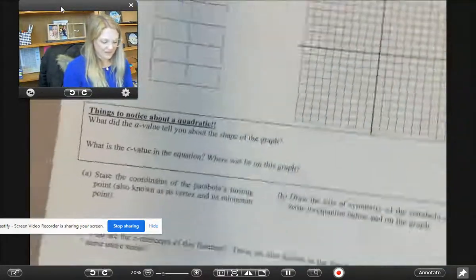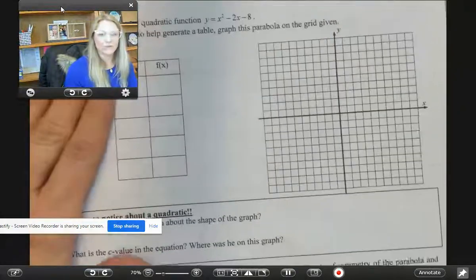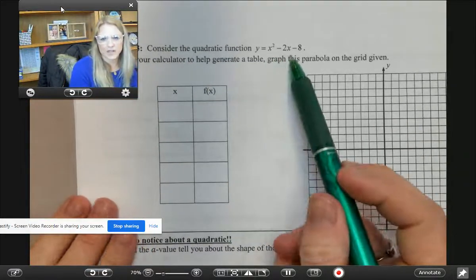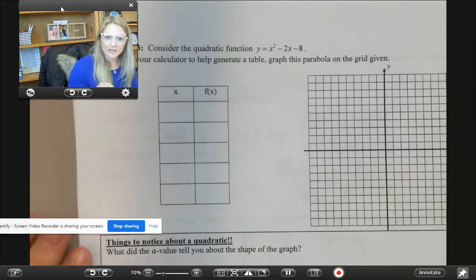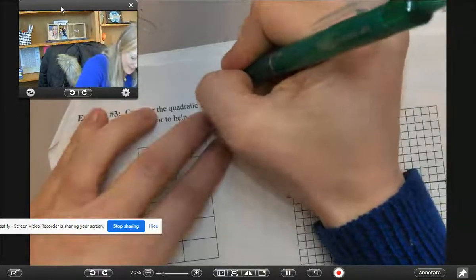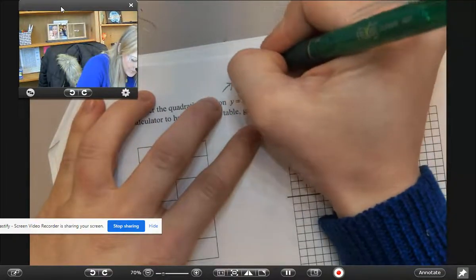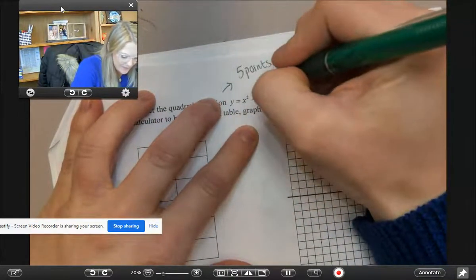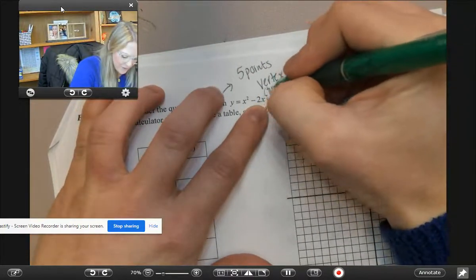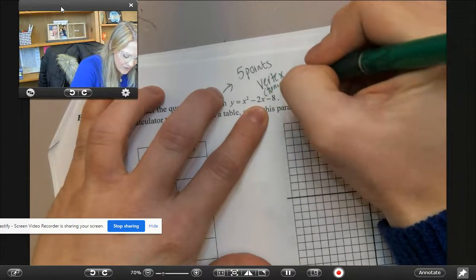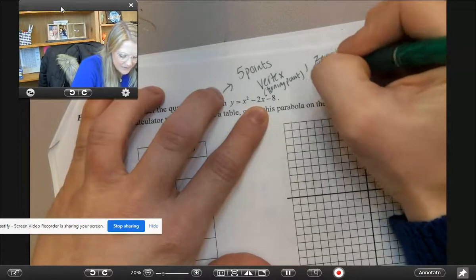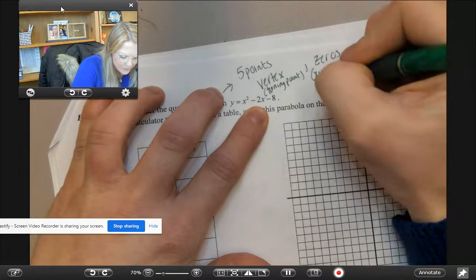Okay. Last piece. So let's graph one and really talk about the pieces all together. So consider the quadratic y equals x squared minus 2x minus 8. Now on Delta, what you're going to have to do is plot 5 points when you're graphing a parabola. Okay? Of those 5 points, you need to plot the vertex. Okay, we'll talk about that, which is also known as the turning point. And you also need to plot the zeros. The zeros are also known as the x-intercepts or the roots.